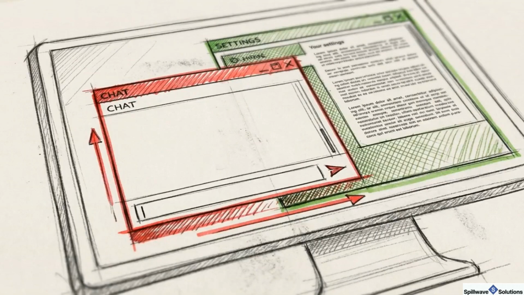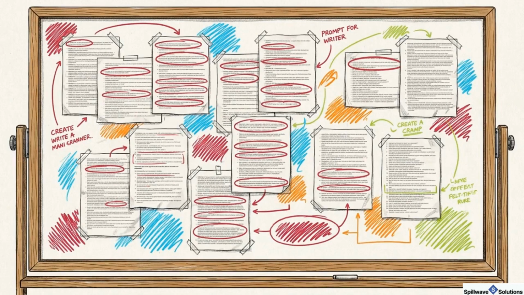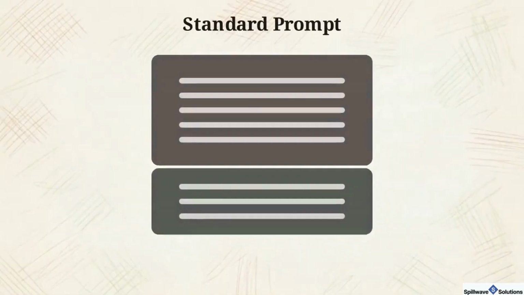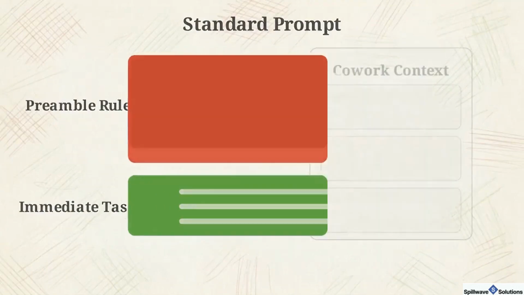Moving these instructions into the background allows you to shift your focus. You stop explaining how you work and start asking directly for the result. To start, review your most recent complex prompts. You will likely see patterns in your instructions, regardless of the task. A typical prompt splits into 2 distinct sections. The red block contains unchanging preamble rules, while the green block contains immediate task instructions.